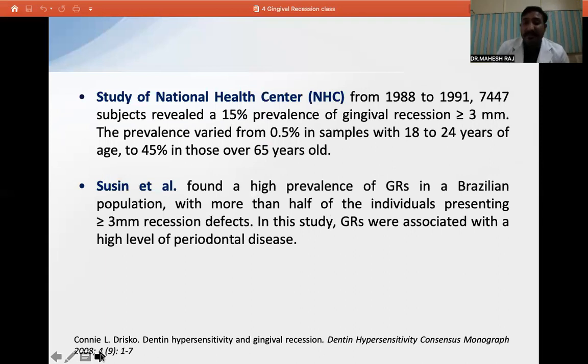There's another study by the National Health Center from 1988 to 1991. Actually, they examined 7,447 subjects and found a 15% prevalence of gingival recession of more than or equal to 3 mm. The prevalence varied from 0.5% in samples aged 18 to 24%. Susin et al. also found a prevalence of gingival recession in the Brazilian population, with more than half of the individuals presenting recession defects of more than 3 mm.